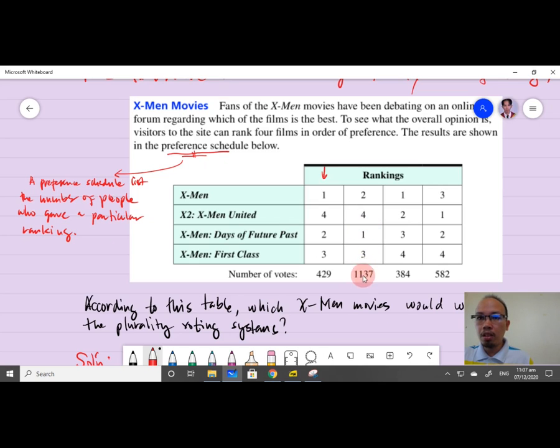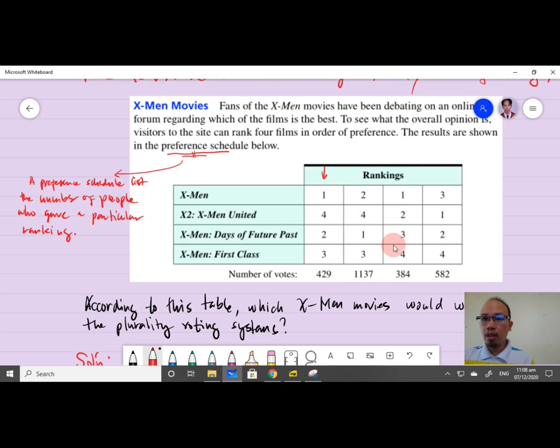Okay, this is for this 1137 voters. For these 384 voters, their top 1 is X-Men, their top 2 is X-Men United, their top 3 is X-Men Days of the Future, and their top 4 is X-Men First Class. And finally, these 582 voters here, their top one is X-Men United, top 2 is Days of the Future, top 3 is X-Men, and top 4 is the X-Men First Class. Okay, this is the meaning of this preference schedule.